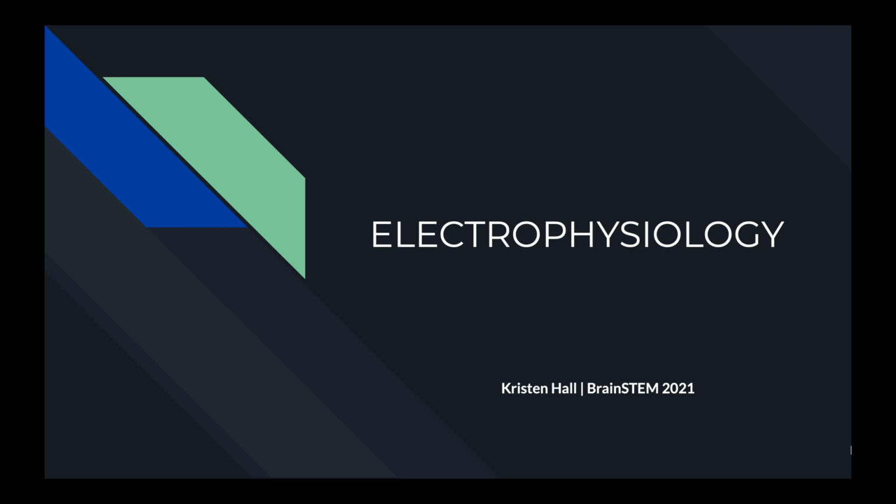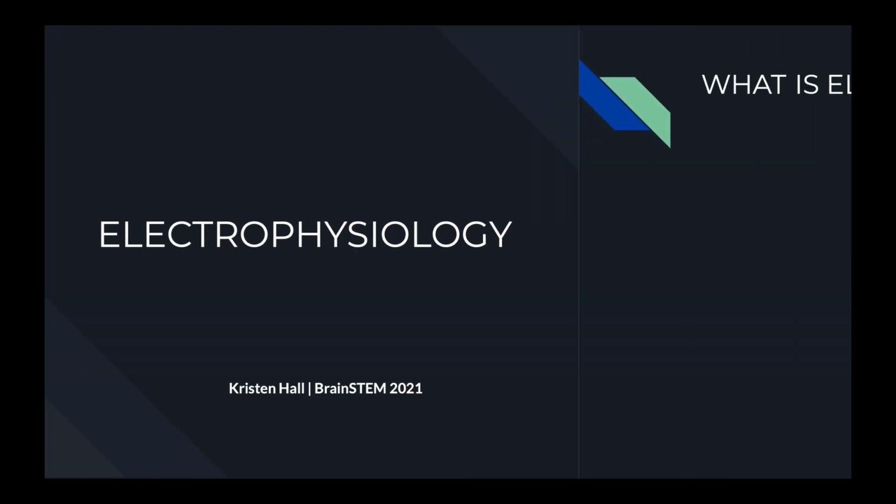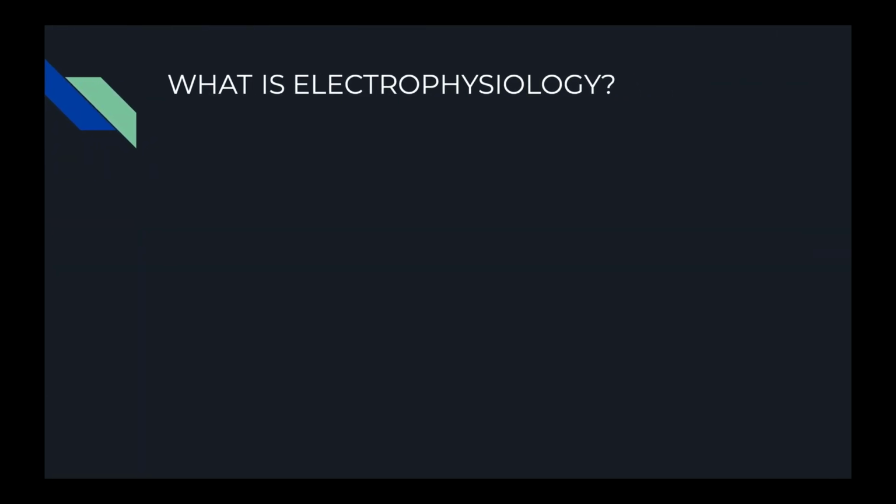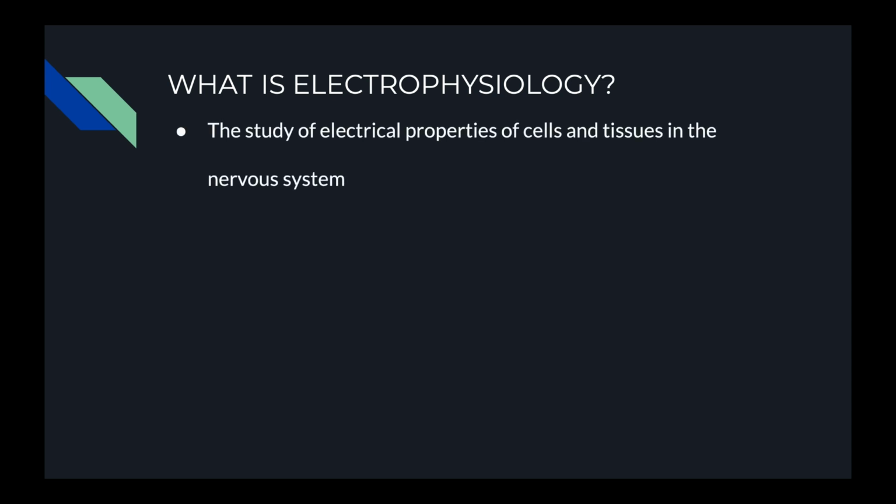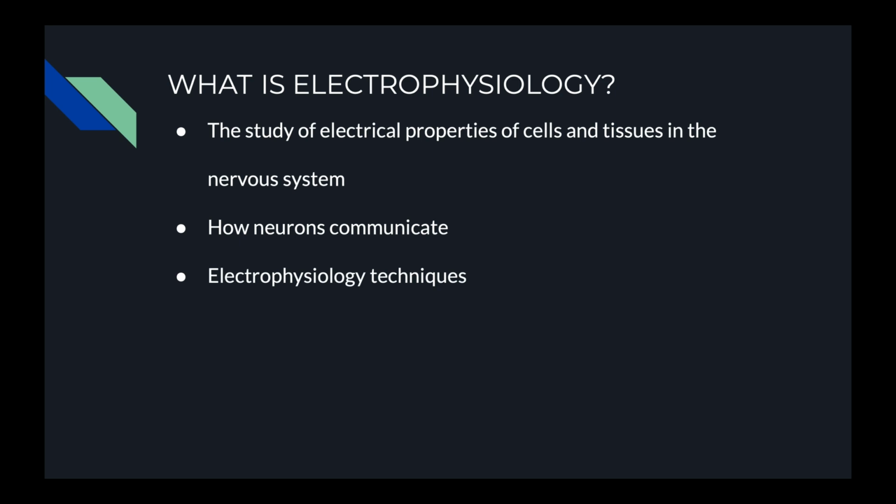Hi everyone! Today we're going to learn about electrophysiology. So, what is electrophysiology? In a nutshell, neuronal electrophysiology is a study of the electrical properties of cells and tissues in the nervous system. This is a great way to study neuronal activity, as most neurons in your body communicate with electrical signals. We're going to talk about how neurons communicate with electrical signals, the techniques that electrophysiologists use to study these signals, and why it is important to understand the electrical activity of the nervous system.